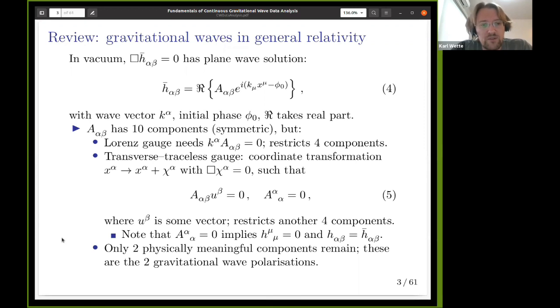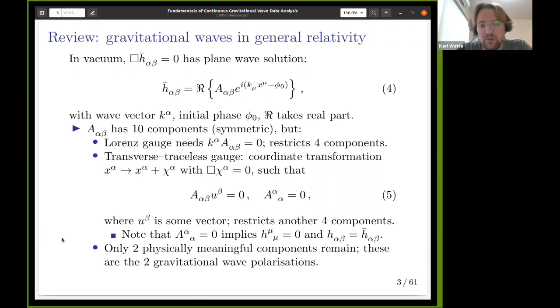And it turns out we can do a second very similar coordinate transformation to the Lorentz transformation, except here we're adding a vector chi to the coordinates, which also satisfies the wave equation, except that it has 0 on the right-hand side. And you can choose chi in such a way that you have the 2 conditions given by equation 5. The first condition is called the transverse condition, where if you contract A with some 4-vector u, you get 0. And the second is called the traceless condition, where you take the trace of A, so you raise one index and sum over that, you get 0.